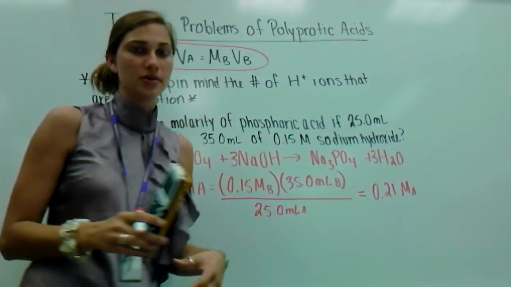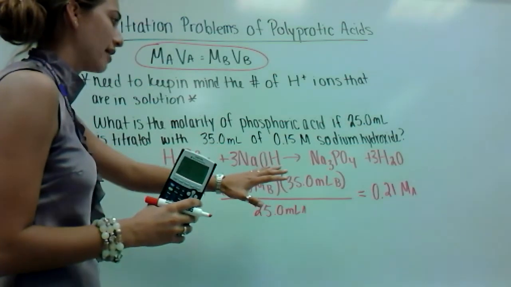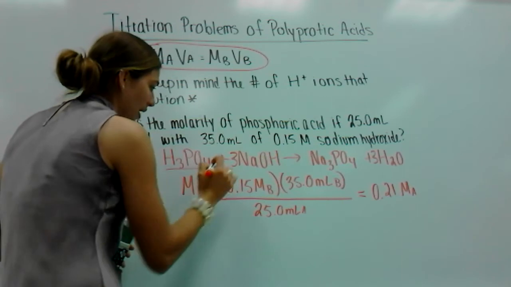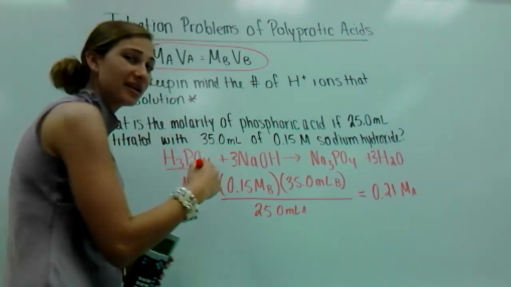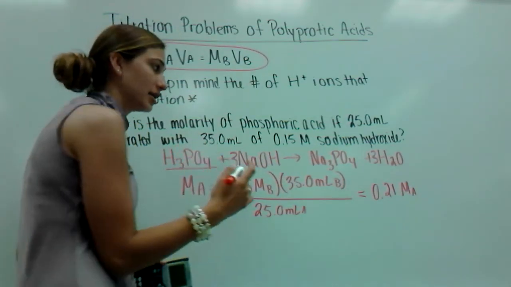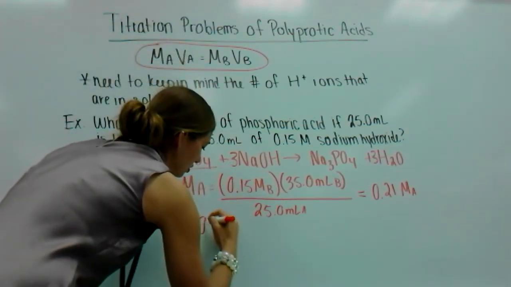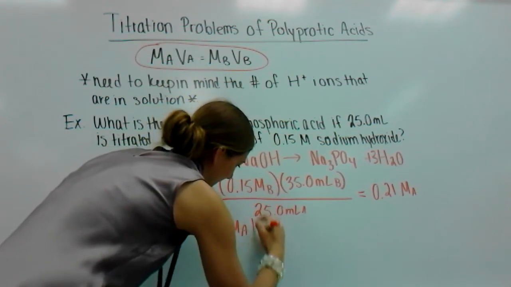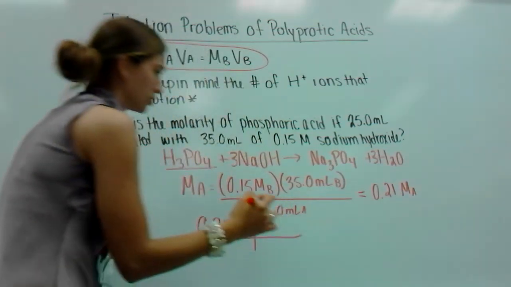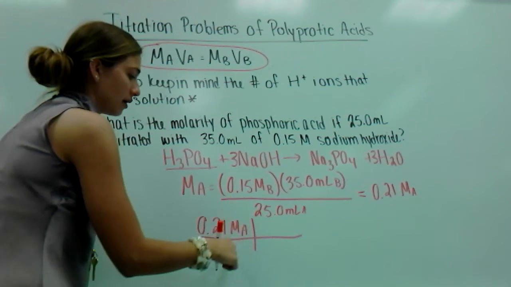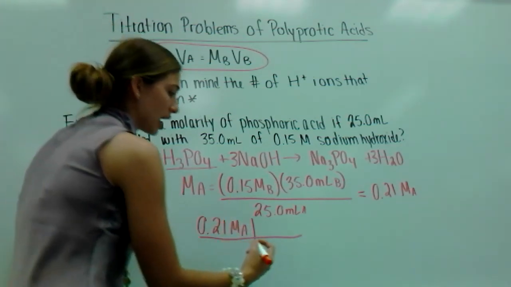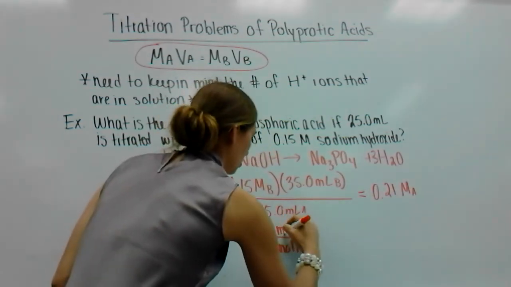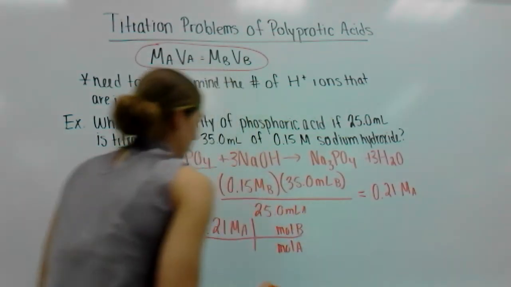Now this molar value is saying that we just have a monoprotic acid, but we don't. We have a triprotic acid. So our molarity of our acid is actually going to be slightly different. So what we're going to do is we're going to start with the molarity that we just solved for. We're going to do a little conversion factor. So if we have moles of A on the top, we're going to want moles of A on the bottom. And we're going to put moles of B on top.